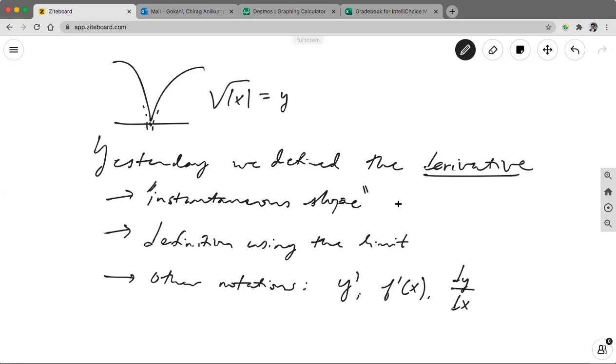And then we also defined the derivative using the limit, and I'm about to ask you to recall that definition. We also discussed different notations of the derivative: y prime, f prime of x. This is the function notation. This is the more casual notation. And this is the best notation objectively. This is called the Leibniz notation.